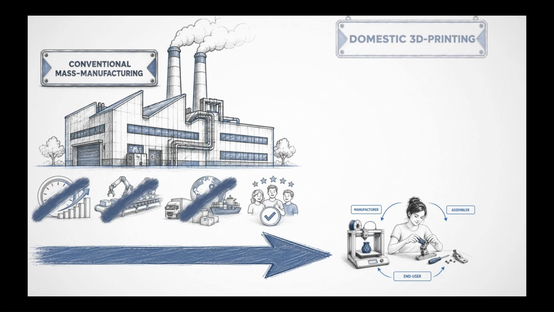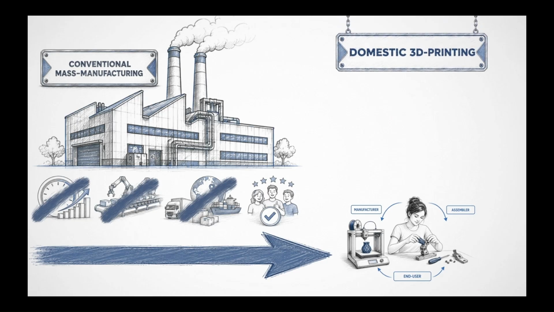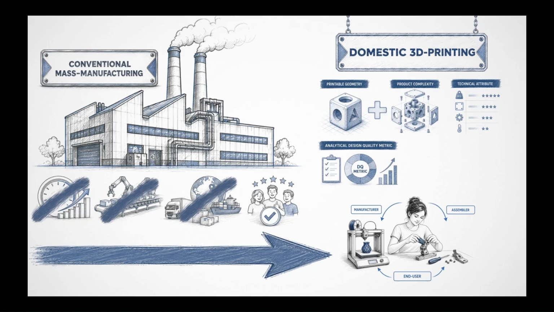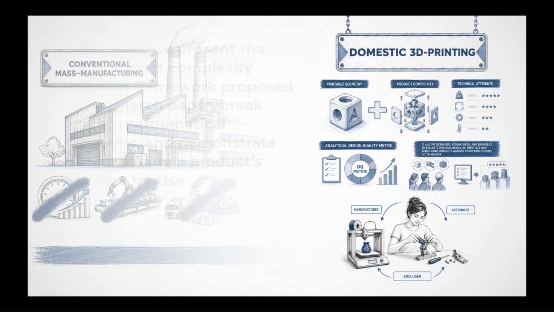In domestic desktop 3D printing, the core design challenge is not merely producing a printable geometry, but managing product complexity. Here, complexity is not just an arbitrary technical attribute. It serves as a rigorous, analytical design quality metric. It allows designers, researchers, and engineers to evaluate internal design alternatives and benchmark products against competing designs in the market.